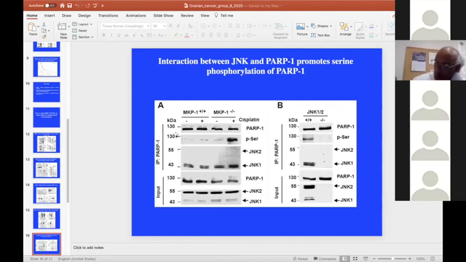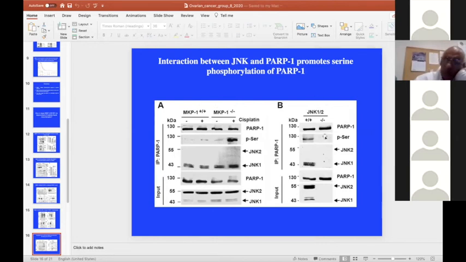So what we did here, we took MAP cells, we treated with cisplatin, then we IP'd with PARP1, then we looked at the phosphoserine, because we don't know which residue can be phosphorylated by JNK in PARP1. As you can see, in the cells treated with cisplatin, we detect a high level of phosphoserine in the minus cells as compared to plus cells.